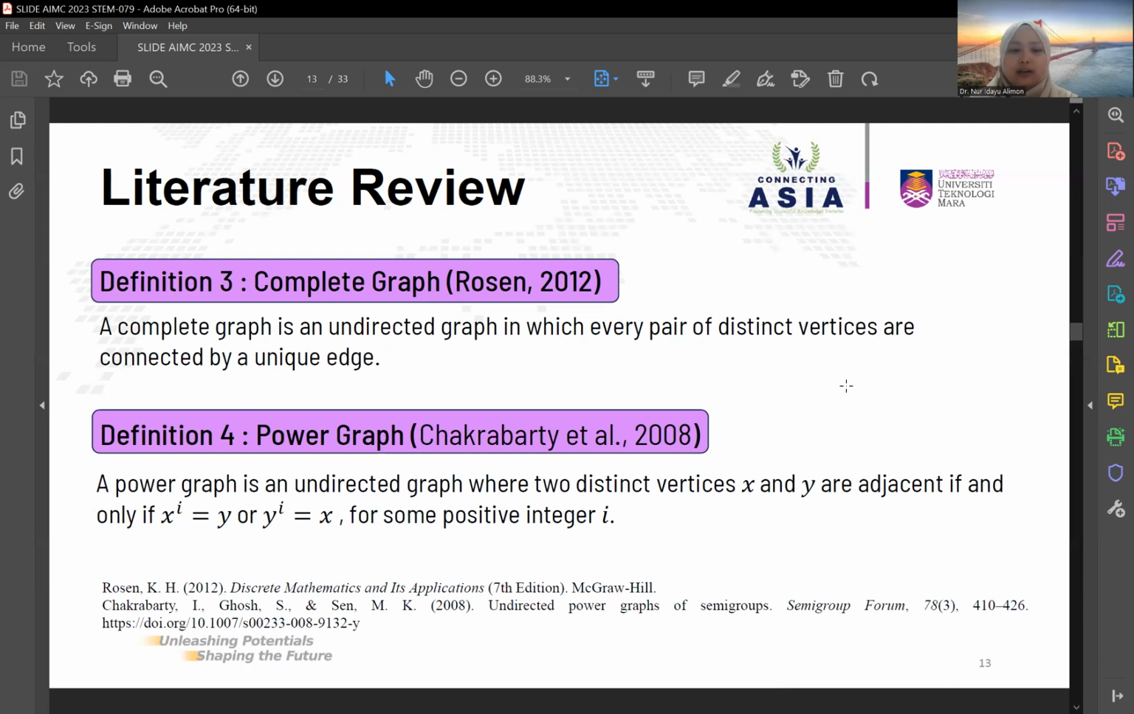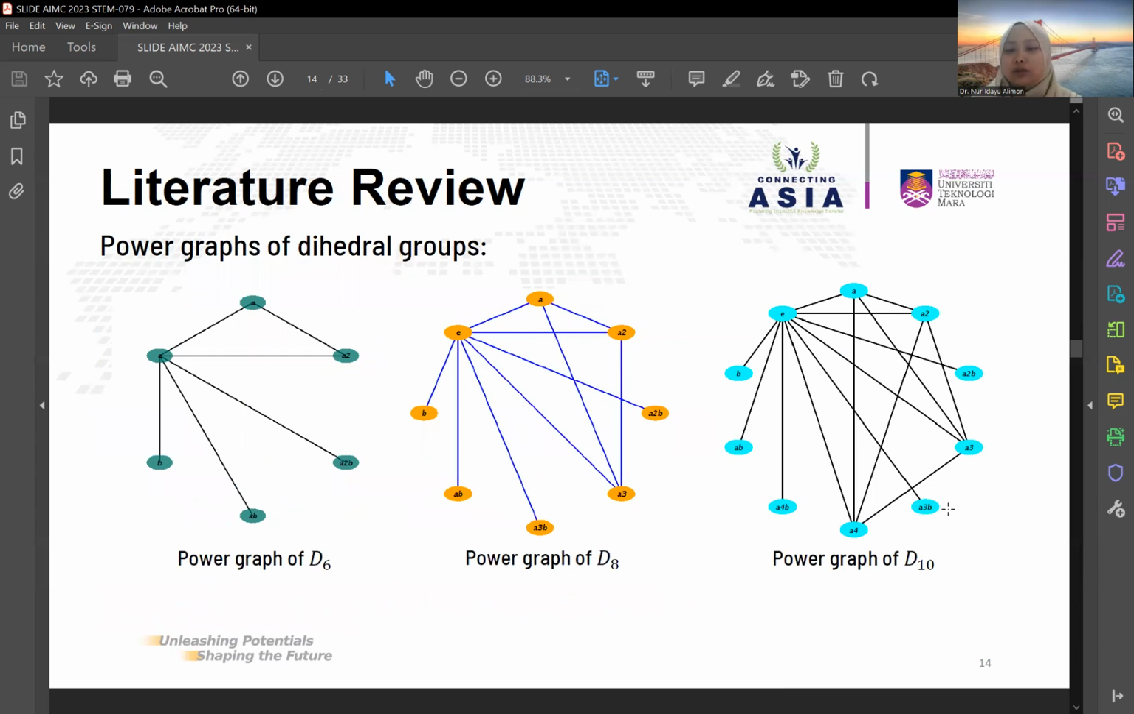A power graph is an undirected graph in which 2 distinct vertices x and y are adjacent if and only if they are the power of one another. Okay, these are examples of power graphs of the dihedral groups for certain orders. So this one is the dihedral group of order 6, the dihedral group of order 8, the dihedral group of order 10. So you can see here that the number of vertices and also the number of edges increase when the order of the dihedral groups also increases.